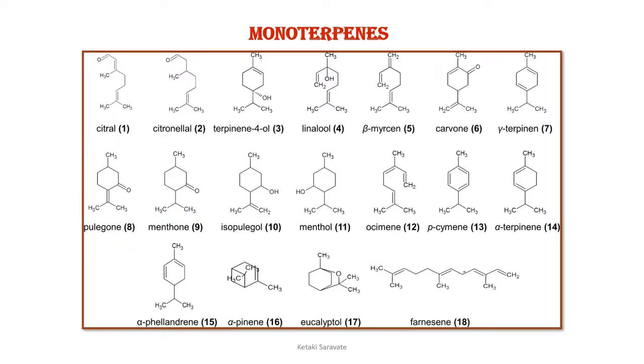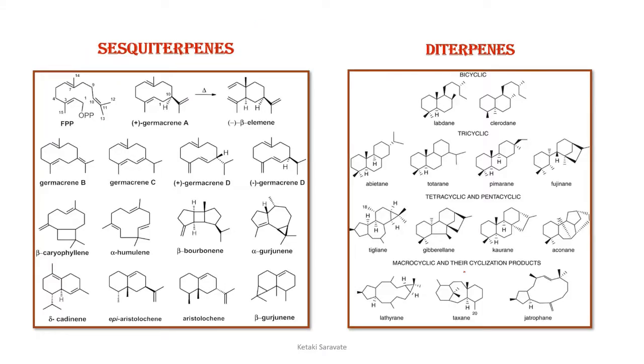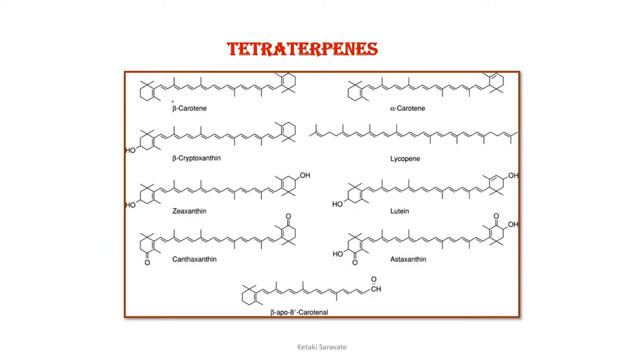These are some examples of monoterpenes. Some examples of sesquiterpenes and diterpenes. This FPP is a precursor of sesquiterpenes, which is synthesized from isoprene. Here you can see taxane present as a diterpene, which is a skeleton of Taxol, an anti-cancer drug. Tetraterpenes: this beta-carotene is found in carrots. Lycopene, for example, is found in tomatoes.